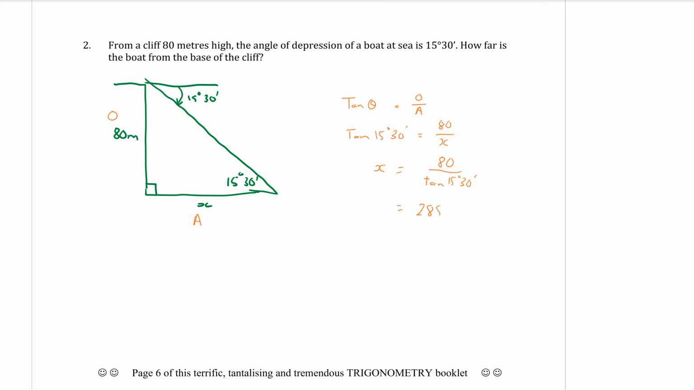288 point... Now this one didn't actually tell us where to round. Let's just do one decimal place. 288.5 meters. Okay, everything okay so far? Yeah. Great.